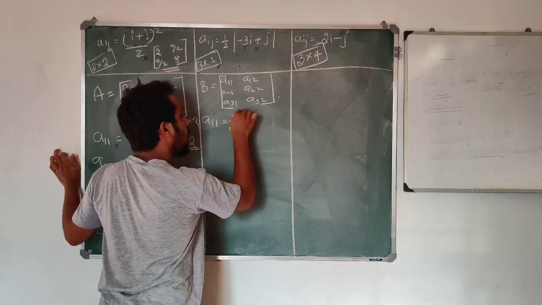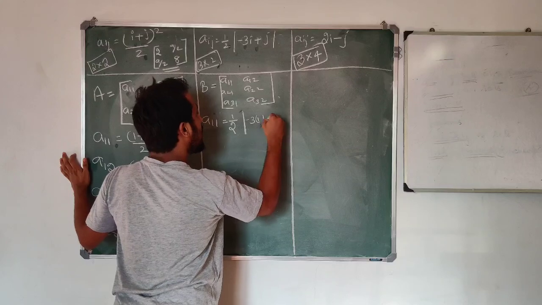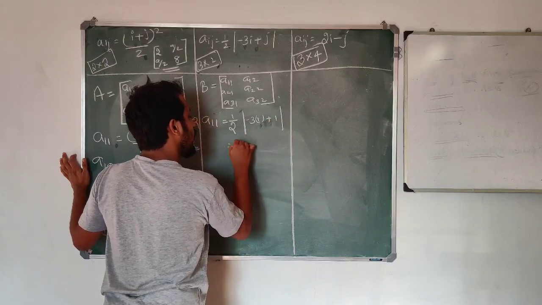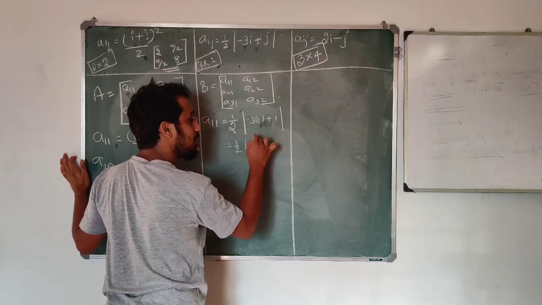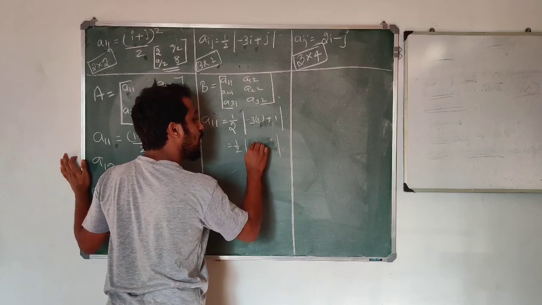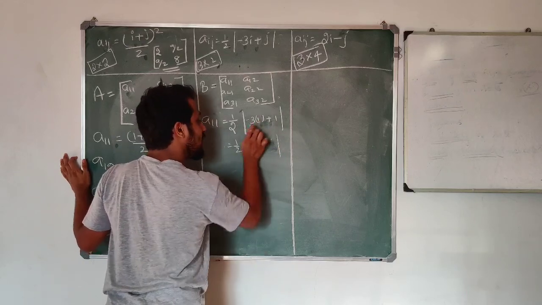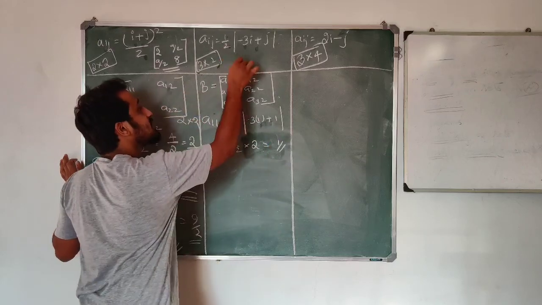A11 is nothing but 1 by 2 into modulus of (minus 3 into 1 plus 1). That is 1 by 2 into modulus of minus 3 into 1 is minus 3, minus 3 plus 1. That means 1 minus 3 is minus 2. So modulus of minus 2 is nothing but 2 itself. So 2 by 2 is nothing but 1. So the first element is nothing but 1.